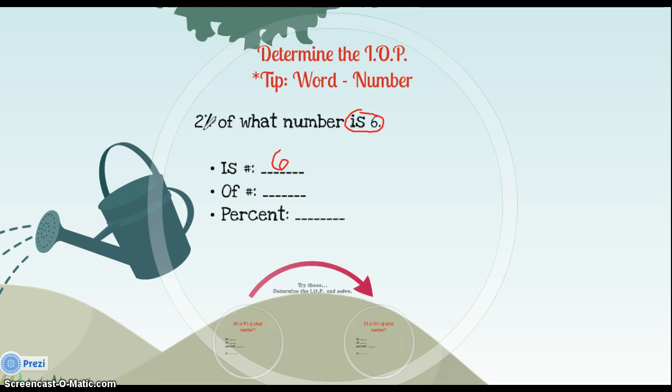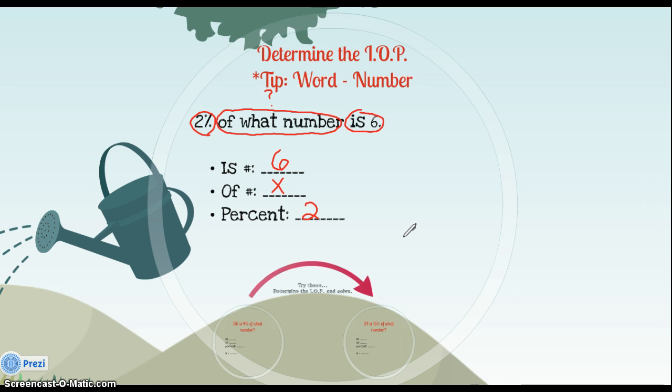And then percent will always have that percent sign. So 2% is our percent. And then you see it says of what number. That's what we're going to be looking for. Since we don't know what the of number is, we're going to put a variable such as x.